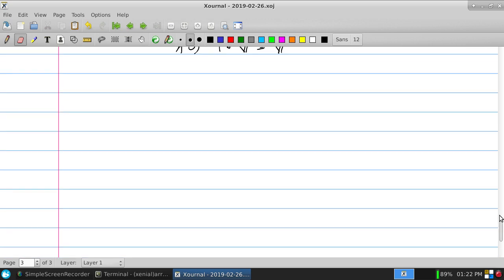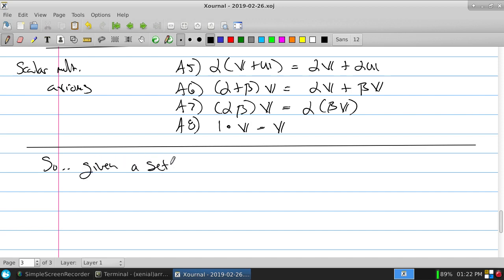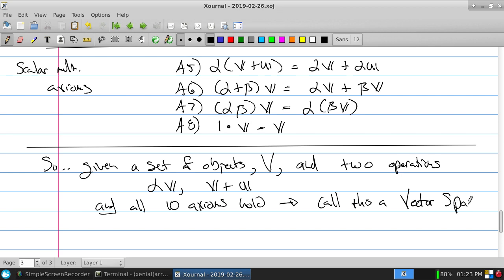So what happens now for this? If you're given a set of objects, normally you call it V, and two operations, which would normally be, say, alpha V and then, say, V plus U, and all 10 axioms hold. Call this a vector space.